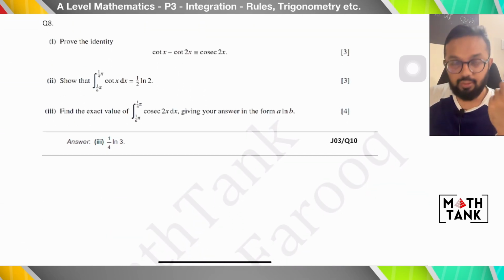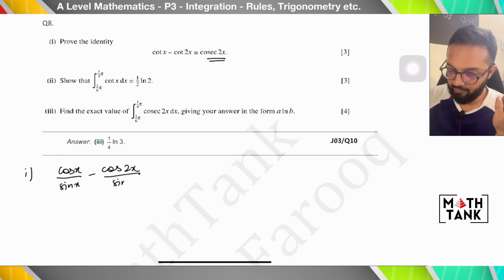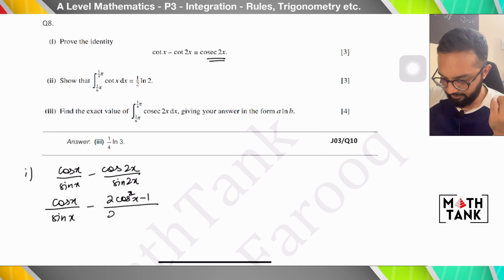Moving on to question 8 quickly, it says prove the identity. So I'm going to quickly try to prove it for you. Again, I want to get cosec 2x, so I'm going to go with cos x over sin x minus cos x over cos 2x over sin 2x. I can't take an LCM right now because I need both of these to be standard in terms of what I can take an LCM with. I'm going to write this as 2 cos square x minus 1 just as a hunch because I don't know what I have to do with this.